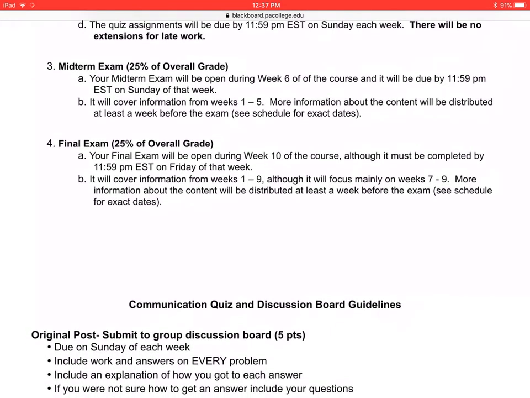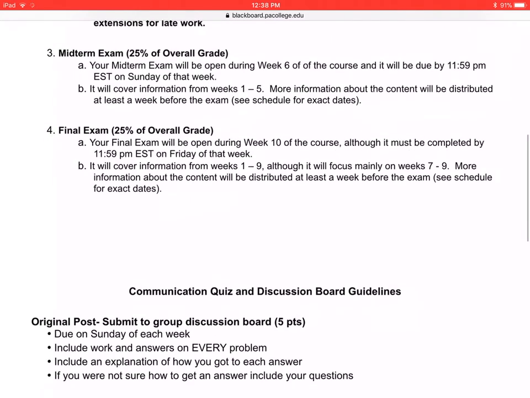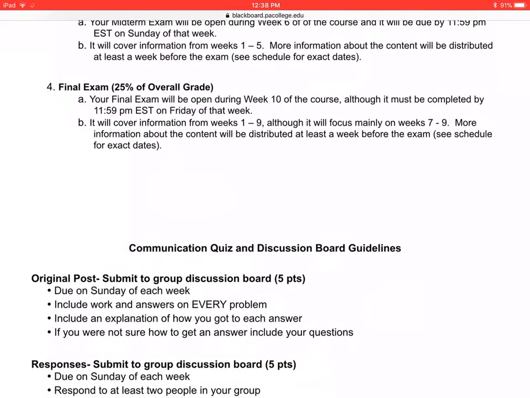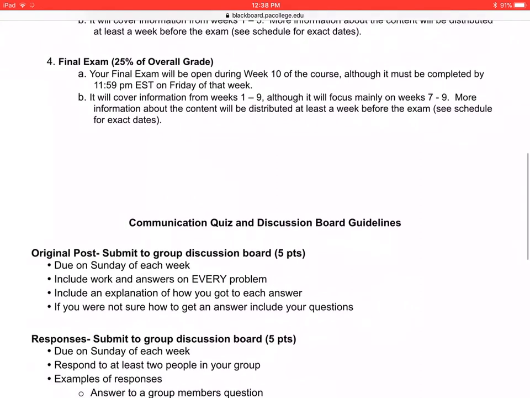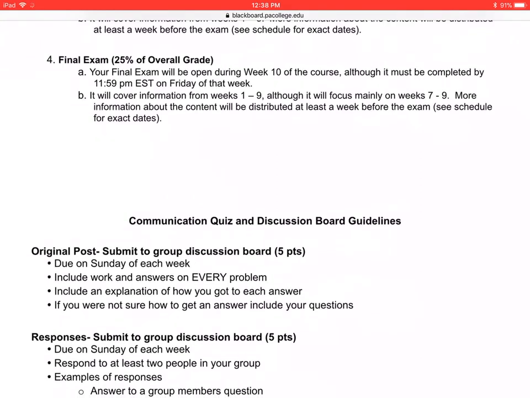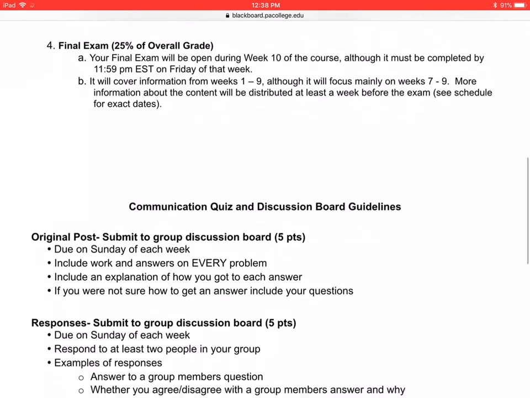Your midterm exam will be during week 6 and it will cover the first 5 weeks of material. Final exam will be in week 10 and this will cover material through weeks 1 through 9, but will mainly focus on 7 through 9.